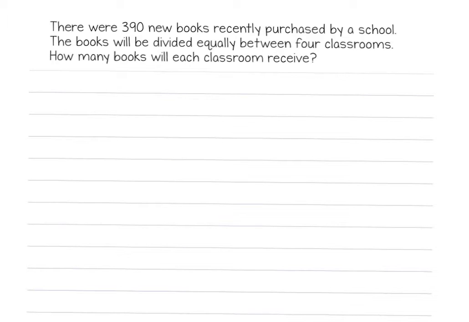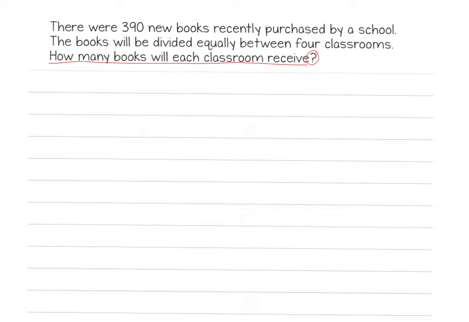All right, this problem we're going to go through a little bit quicker than the last. Let's read it together. There were 390 new books recently purchased by a school. The books will be divided equally between 4 classrooms. How many books will each classroom receive? All right, so first we want to look at our question.